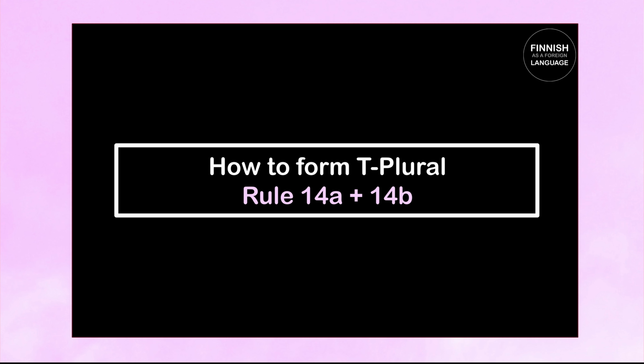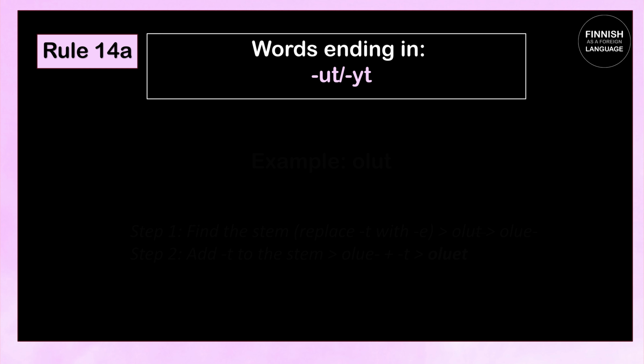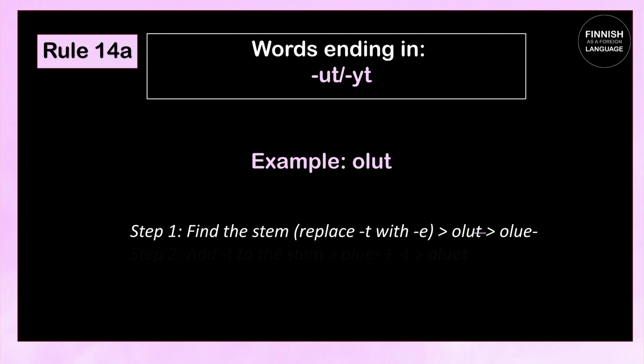And our last rule, number 14a plus 14b. Here we talk about words ending in -ut or -yt. For example, olut, meaning beer. When we want to find the stem of it, we just have to replace t with e. So olut becomes olue. In step number 2, we add t to the stem, which means olue plus t becomes oluet, meaning the beers. Nominative plural.